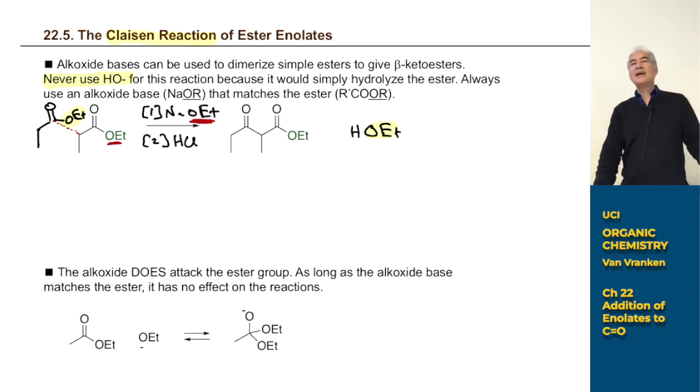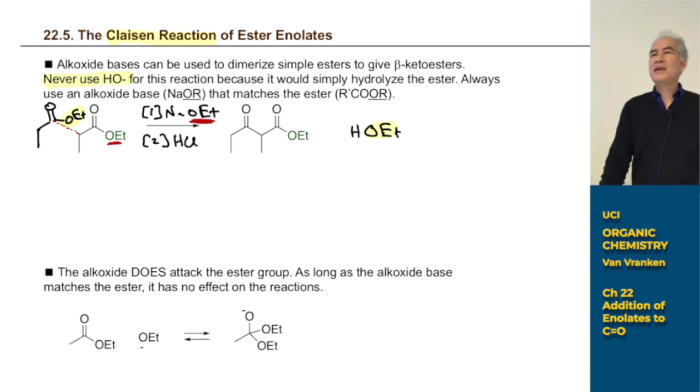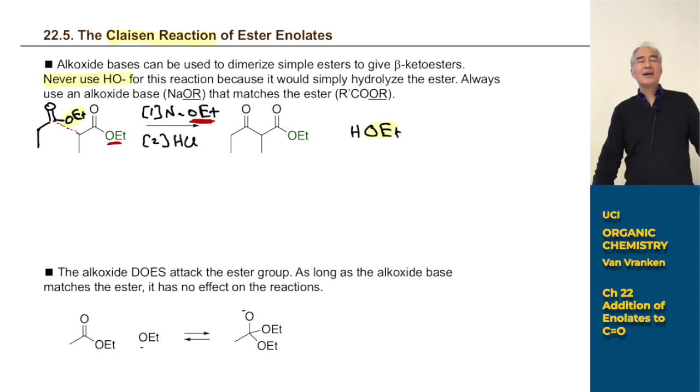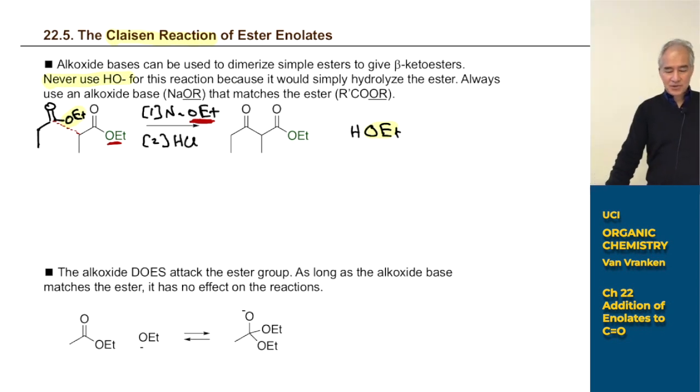And if you don't do that, this reaction won't work. You'll get a big mess if you don't do that. So if I've got ethyl esters, I use sodium ethoxide. If I have methyl esters, I use sodium methoxide. You have to make the alkoxide base match the alkyl ester that you're using.